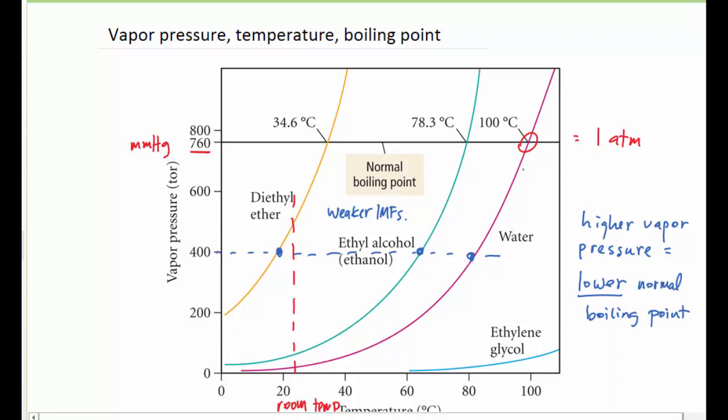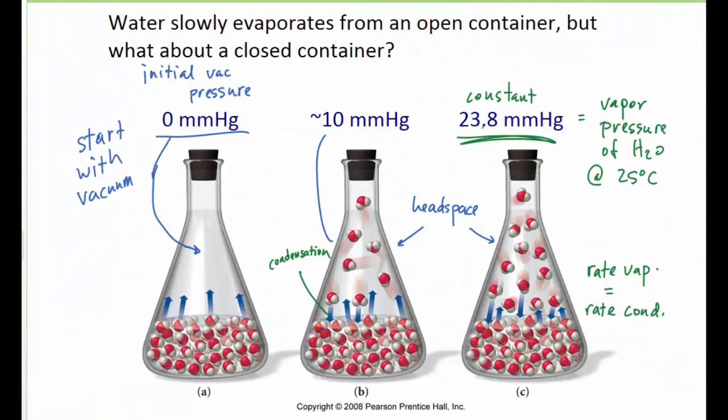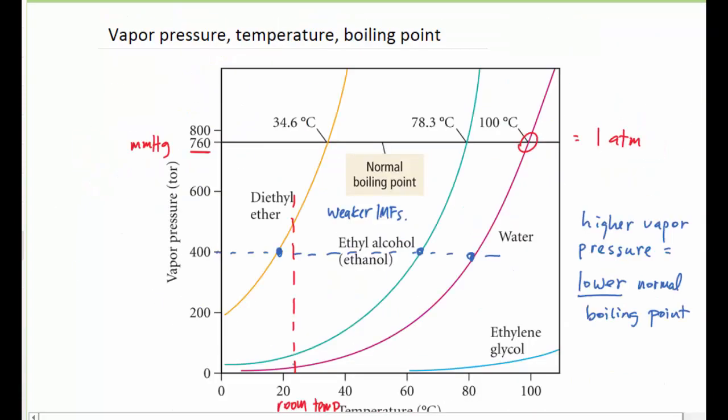We could get water to boil at room temperature if we got down to this value that we already showed here, this 23.8 millimeters of mercury. Right here. That is the vapor pressure at 25 C. So, actually hooking water up to a vacuum pump that can get it down to 23.8 millimeters of mercury, that will actually cause the water to boil at room temperature.